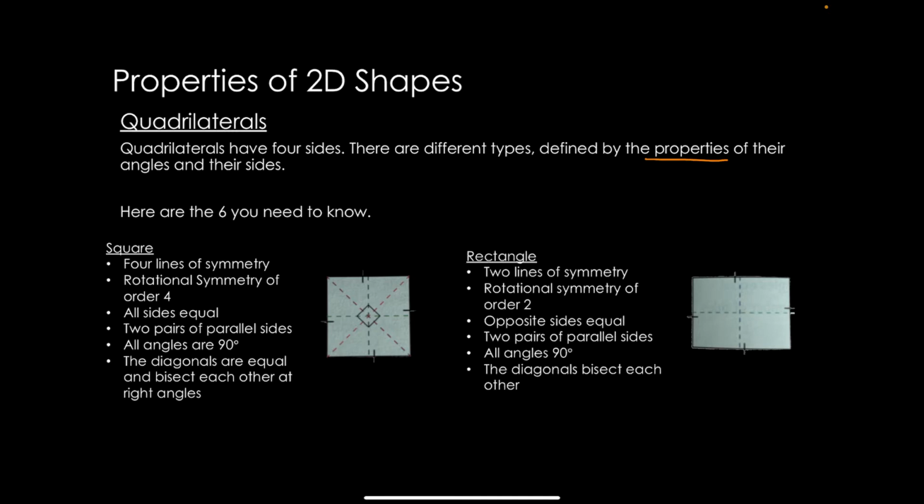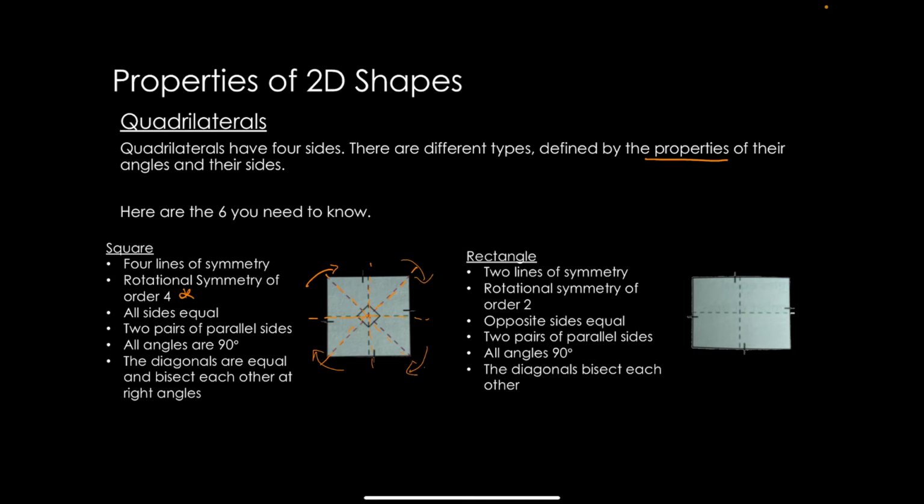A square has 4 lines of symmetry, rotational symmetry of order 4. It has all equal sides. Sorry, when I say rotational symmetry of order 4, it means that if I turn it around, I can turn it 4 times before it gets back to the way it was. Okay, and then 4 lines of symmetry just means that if you folded it in half, it would look the same.